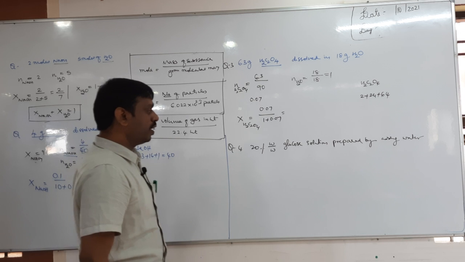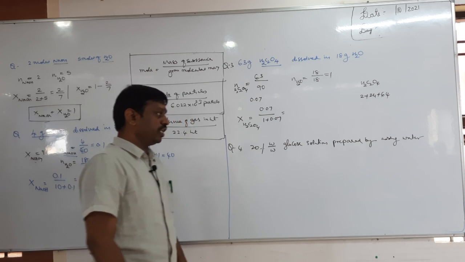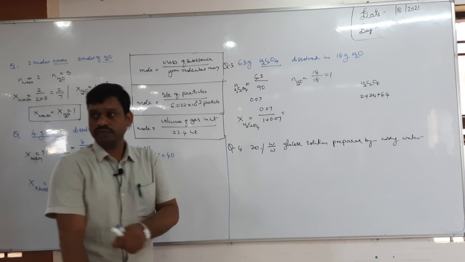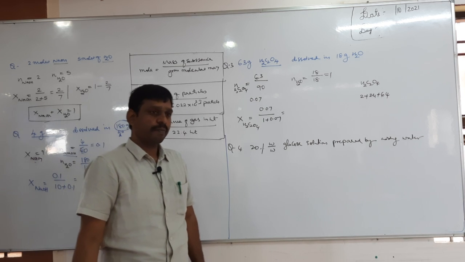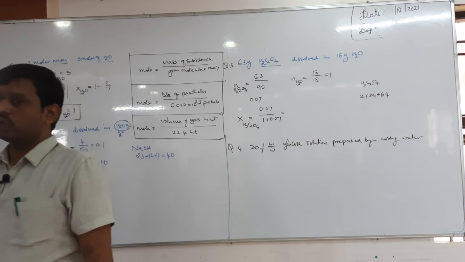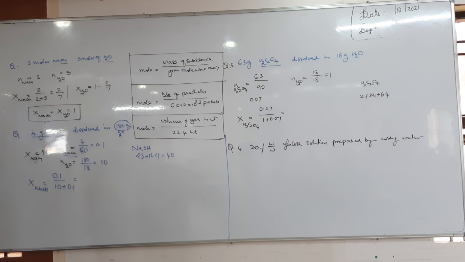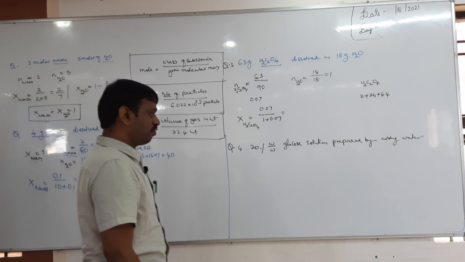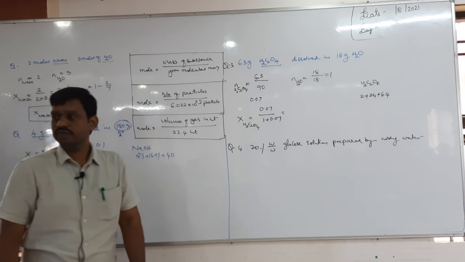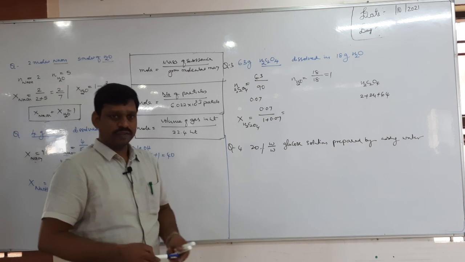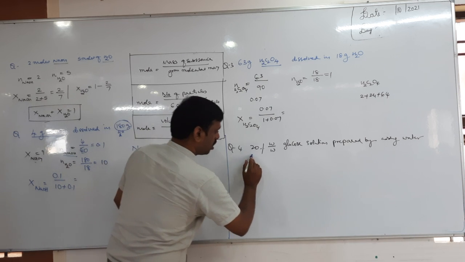A 20% W by W glucose solution is prepared by adding water. Calculate the mole fraction of glucose. In the last class we discussed this. Tell me, 20% W by W means what?